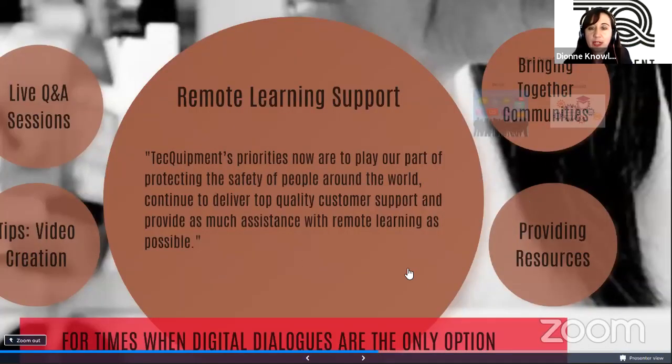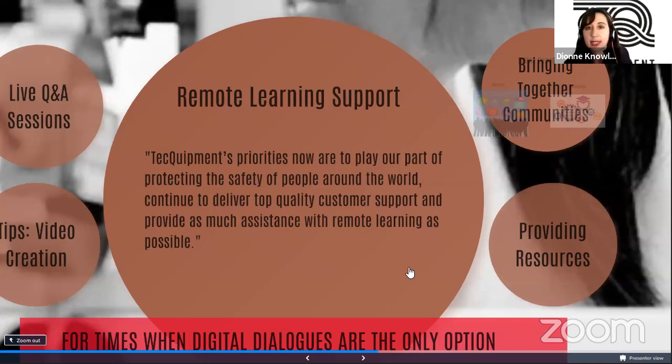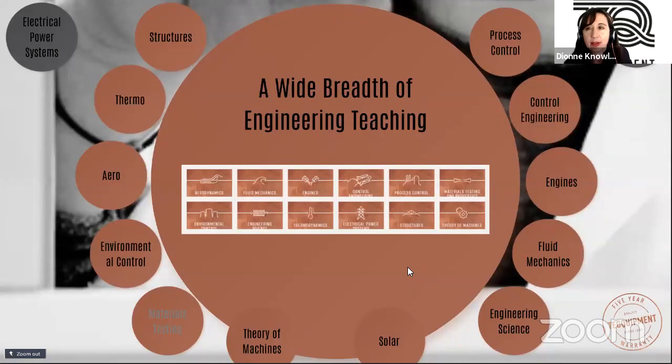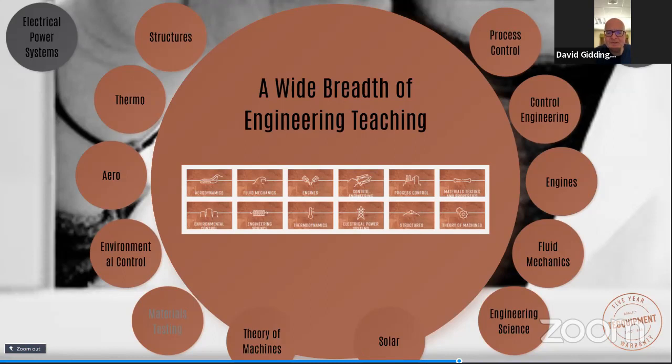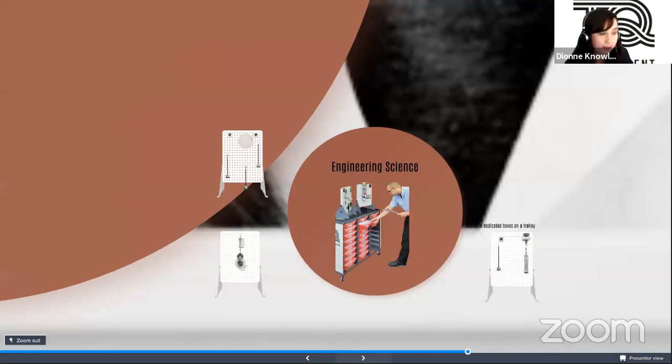Right, let's have a look now at the ranges overview. And I'm pleased you've returned, Dave, because this is the point. We've covered everything on thermodynamics, but now, for those who aren't familiar with what else we cover, Dave's going to give you a very, very quick overview. I am indeed. Where should we start? Let's start with engineering science, Dion. Brilliant. Here we go.